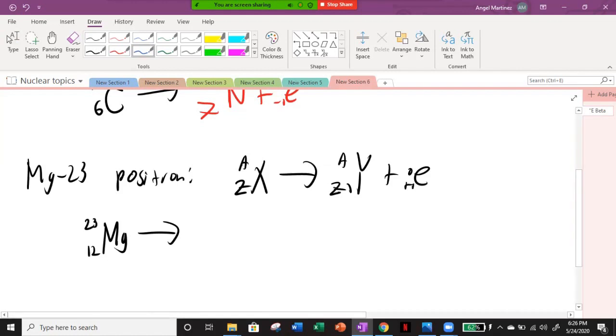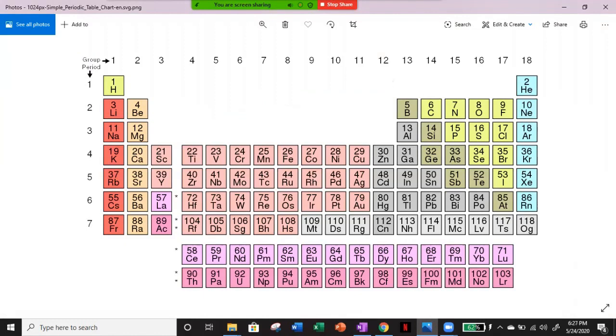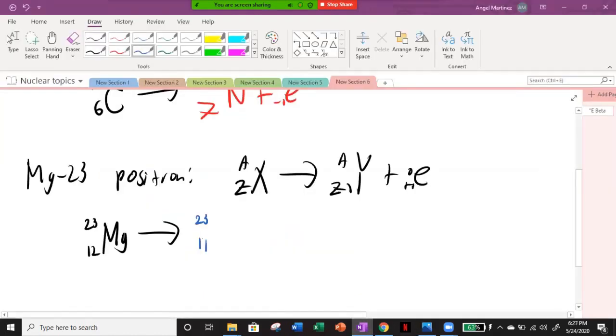And let's do blue for this one. We do Z minus 1. So first it's still 23. And this time it's 12 minus 1, which is 11. And that new atom, we look at the periodic table, is going to be sodium. So for positron emission of magnesium-23, the magnesium-23 becomes sodium-23. That's all it takes for these two beta emissions. It's very similar. You just leave the top number the same, but change the new element.